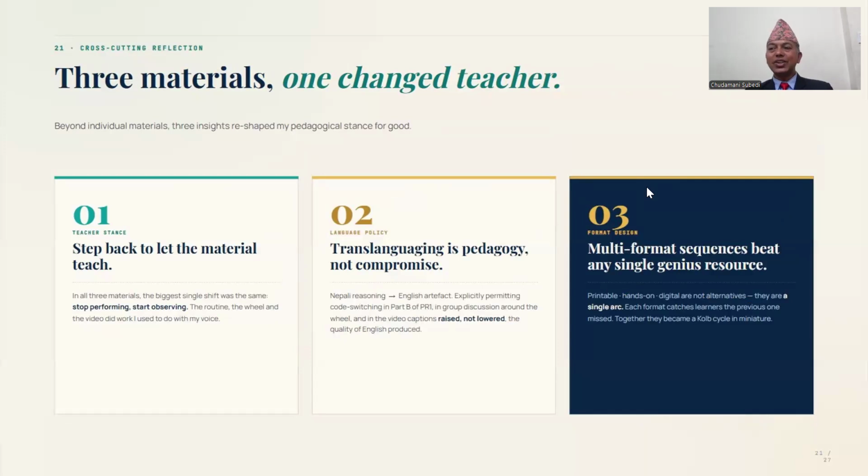Okay, now let's talk about the three materials and the teacher. Beyond individual materials, three insights reshape my pedagogical stance for good. The first one, teacher stance: step back to let the material teach.